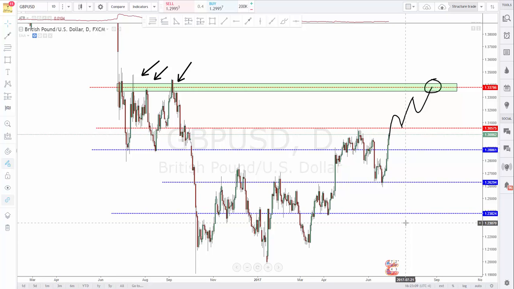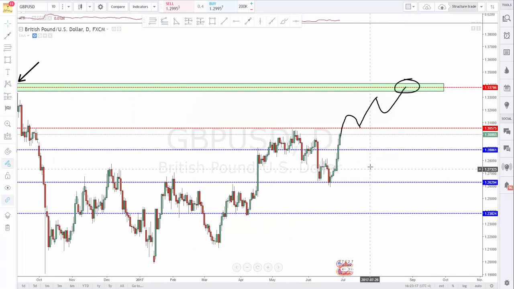So if the market gets within those zones and gives the correct kind of entry reason, that's where I'll be looking at on the pound dollar for my next potential trading opportunities. So let's go ahead and move on to our next pair, guys.